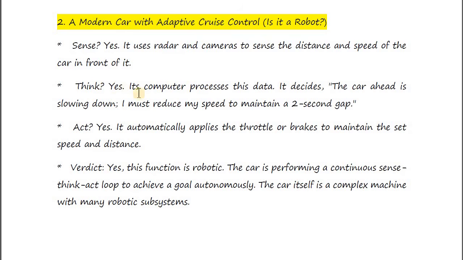And can it think? Yes. Its computer processes the data. It decides the car ahead is slowing down, so it has to slow down and maintain a 2-second gap. Can it act? Yes. It automatically applies the throttle or brakes to maintain the set speed and distance. So what's the verdict? Yes, this is a robot. And this function is entirely robotic. The car is performing a continuous sense, think, act loop to achieve a goal autonomously. And the car itself is a complex machine with many robotic subsystems.